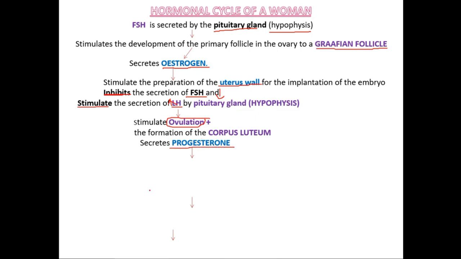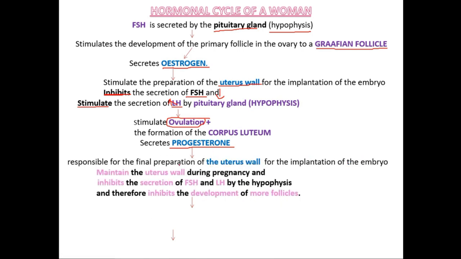So you have to now keep track of the hormones. Then what's going to happen is progesterone will now be responsible for the final preparation of the uterus wall. Remember, grade 12, it does not make it thick. I'll repeat, progesterone does not thicken the wall, it maintains the uterus wall. So the uterus wall is already thick, it maintains it. At the same time, it's going to inhibit the secretion of FSH and LH. So progesterone inhibits FSH and it inhibits LH. And because it inhibits them, it also is going to stop the development of more follicles. Because what will make the follicles develop? It's the FSH. If you go back here, you'll see FSH made the follicles develop.